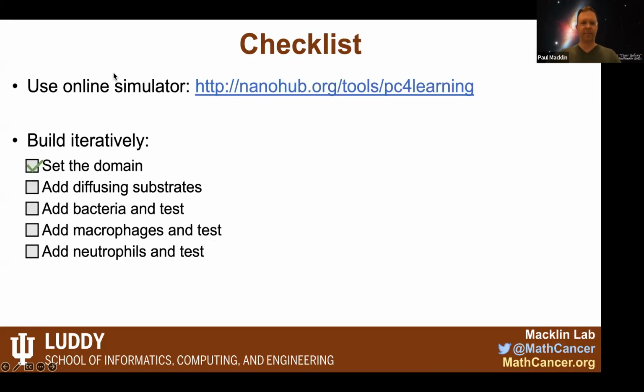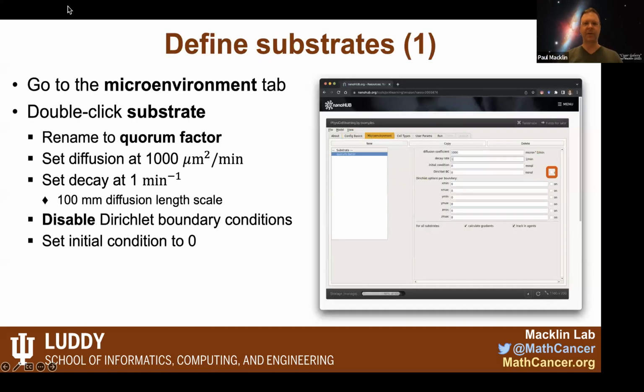So we've set up our domain, kind of going through our checklist here. Now we're going to start setting up the microenvironment with our diffusion equations. In the microenvironment tab, I'm going to double click the substrate with the default name and rename it to quorum factor, and start setting some parameters to give me a 100 micrometer diffusion length scale. I'm going to turn off the Dirichlet conditions, so it's going to be 0 flux conditions and a 0 initial condition. Until the cell secretes stuff, there's going to be nothing there.